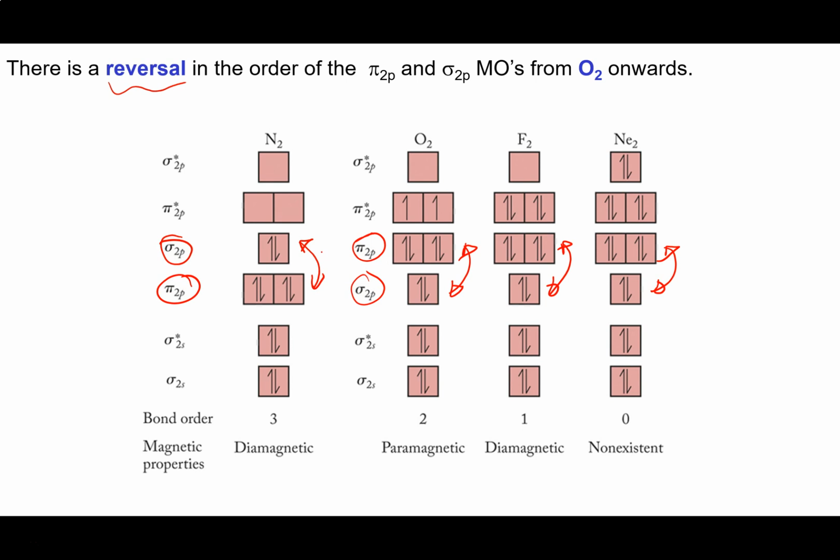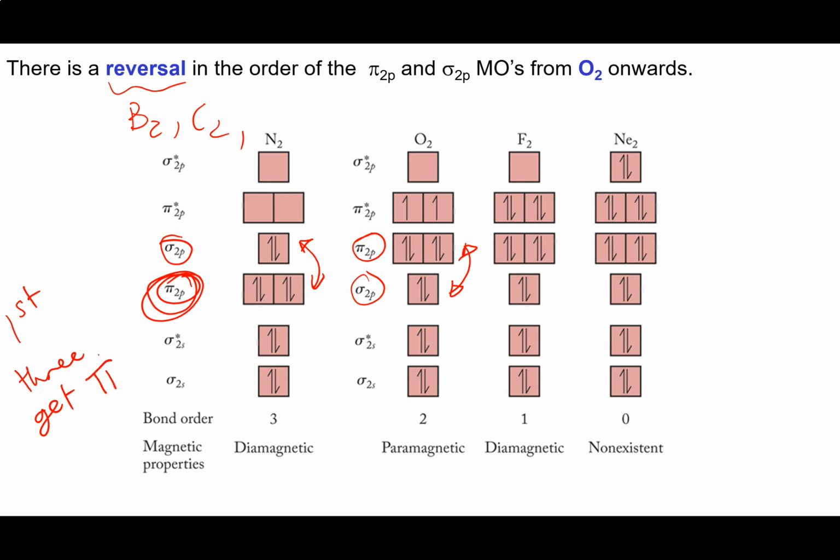All right, and then that remains the same for the last 3 members of the P block. So again, just as long as you remember that, and how I remember it is that the first 3 members, which are B2, C2, and N2, they get pi first. So I just remember that the first 3 get the pi first. And then they flip for the other ones, but everything else stays the same.